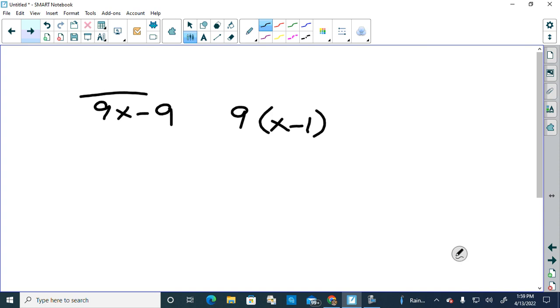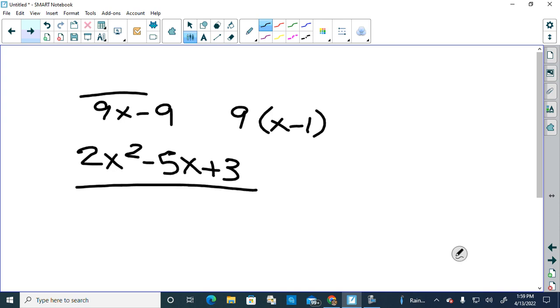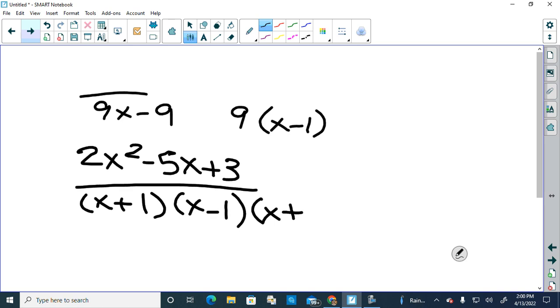Okay. Number 13. On top, they should have 2x squared minus 5x plus 3. And then it has the 3 parentheses again, so it doesn't matter the order. It's an x plus 1, an x minus 1, and an x plus 3. Okay, that's number 13. What was the numerator on 12? 5x plus 4. Okay, then number 14.